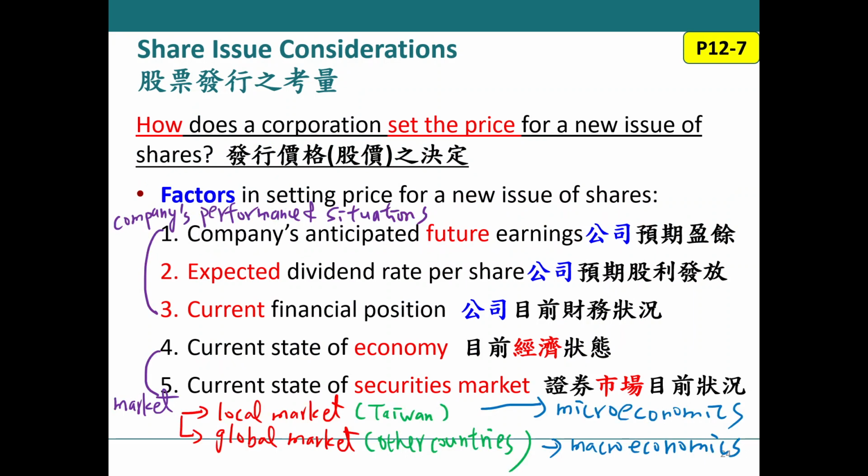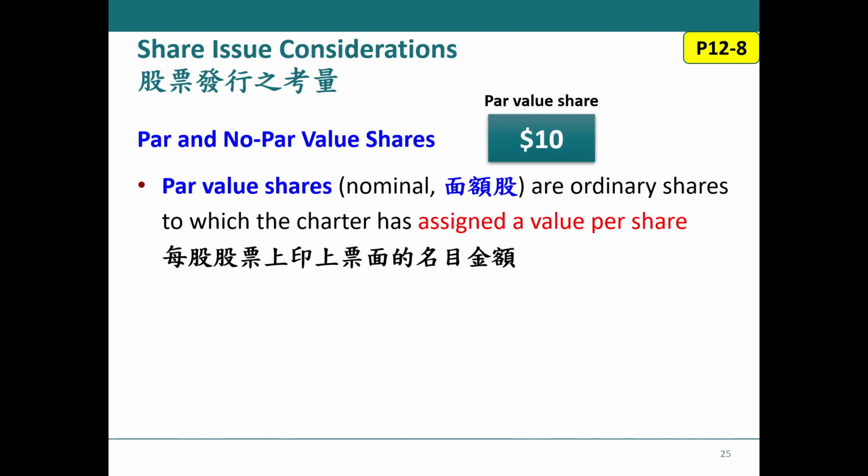No problem? Okay. So the next issue is about accounting. When we want to record the situation for the contract, the shares, I've mentioned we have the par value, right? So we will put, for example, $10 on the share. That $10, we put a number on the share. We call it par value shares.